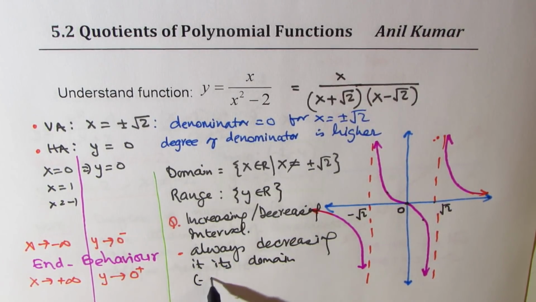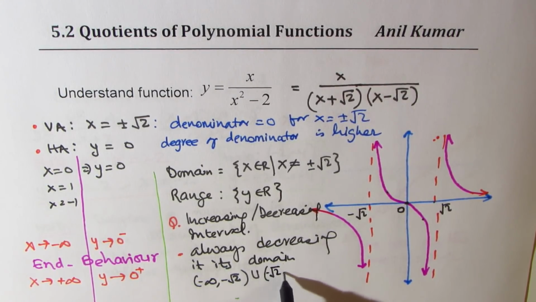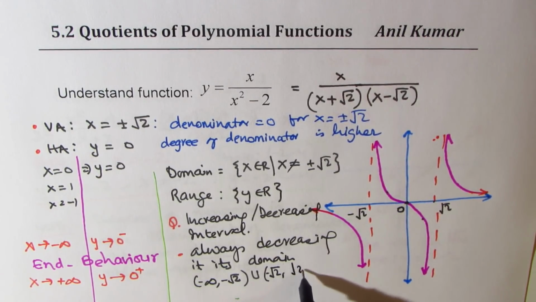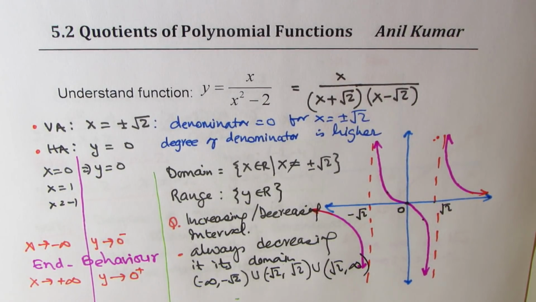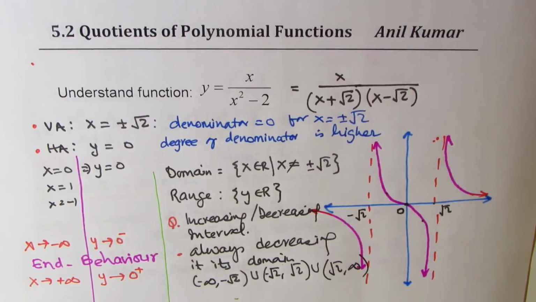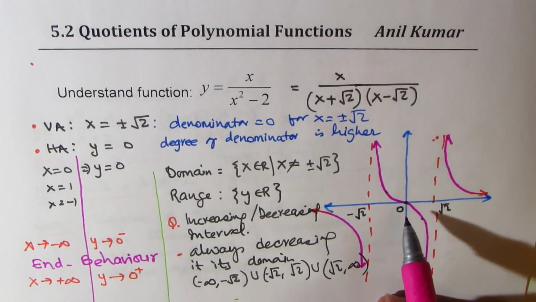So at times you can say from minus infinity to minus square root 2, union from minus square root 2 to plus square root 2, union from square root 2 to infinity. Do you understand? So it's always decreasing in its own domain. Perfect. So in this part of this rational function, we also learned about increasing and decreasing intervals. Correct? Now, another very important thing which you get from here is about the symmetry. So that is very important to check, what type of symmetry this has. Now you will notice this function is symmetric about the origin.